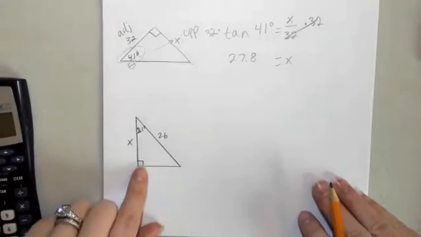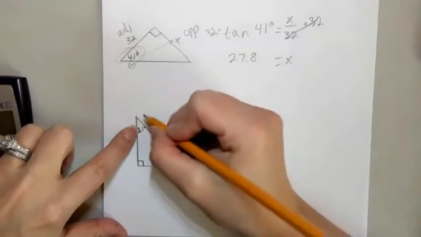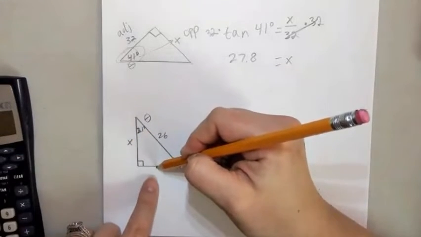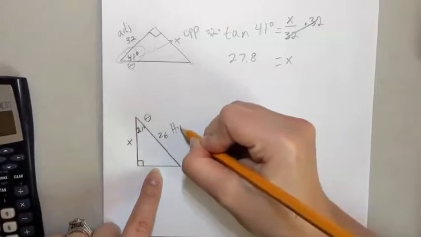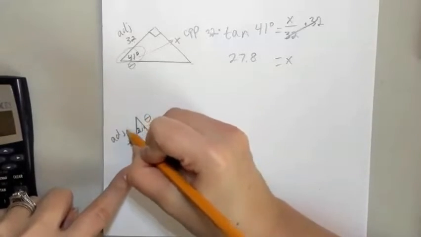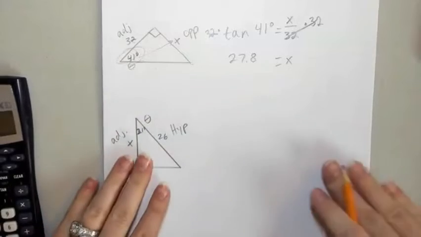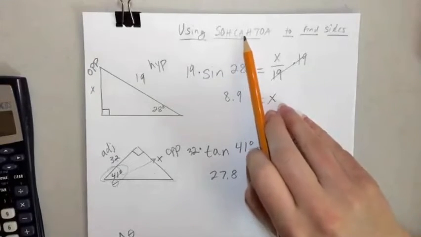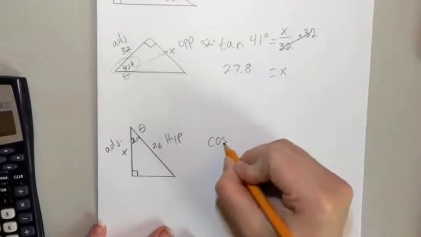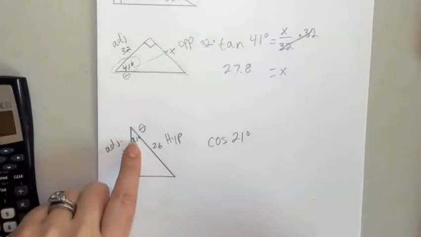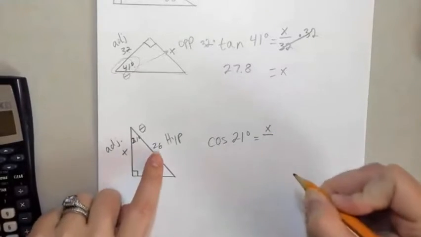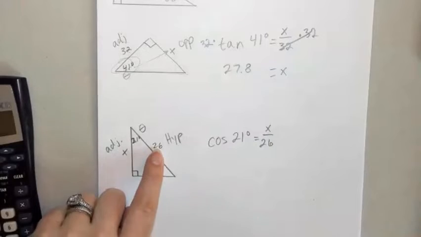All right, last but not least, I've got my angle up here. That's going to be theta. So that means this is my opposite side down here. This is my hypotenuse, because it's across from my right angle. And this side would be my adjacent side. All right, adjacent and hypotenuse, if I'm thinking SOHCAHTOA, adjacent and hypotenuse is going to be CAH for cosine. So I write cosine 21 degrees, because that's my angle, equals adjacent x over hypotenuse 26.